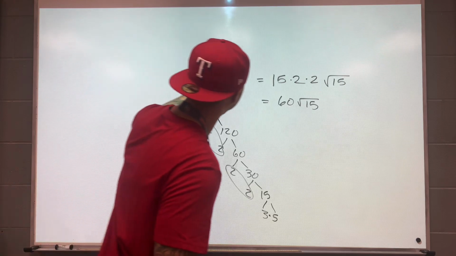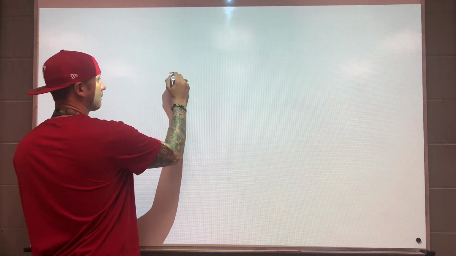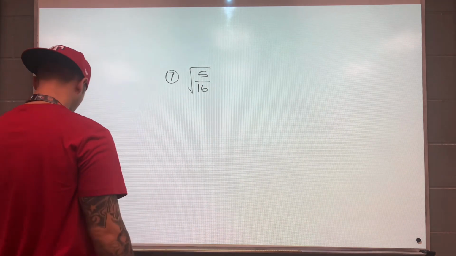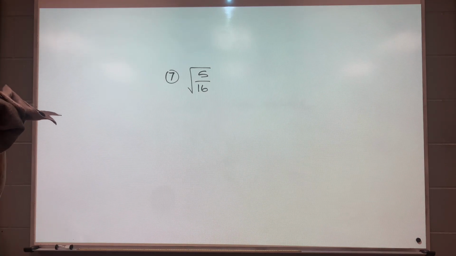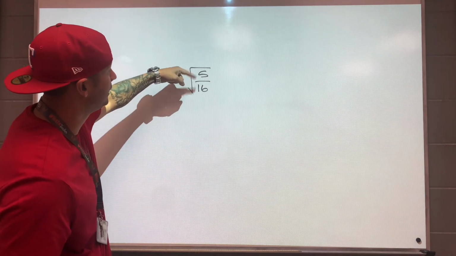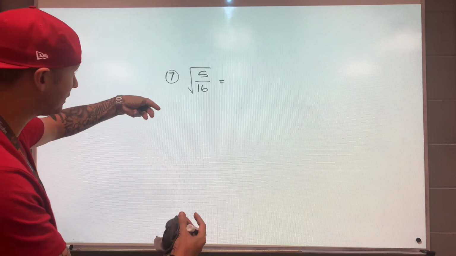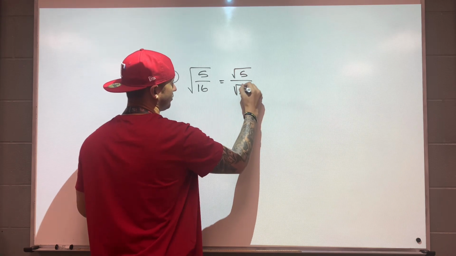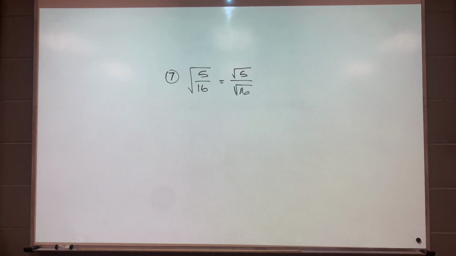5 over 16. All right. Moving right along. Okay, root 5 over 16. I like to break this up into, right, the property says you take a square root of a fraction. I can break it up into a square root over a square root.